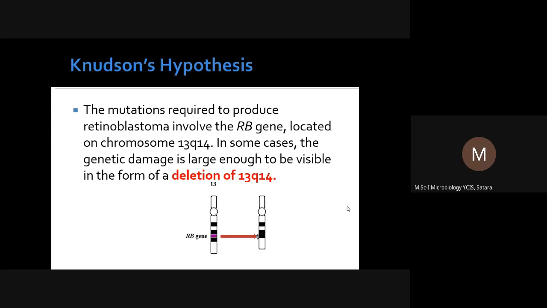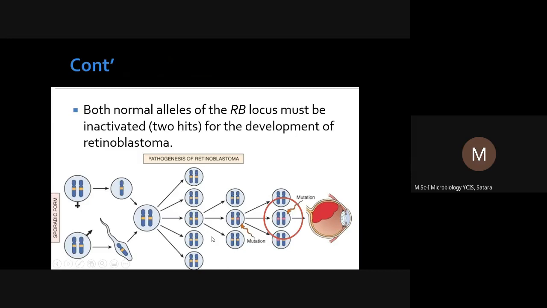So it is located on the chromosome 13 Q14, that is the arm of the chromosome. In some cases, the genetic damage is large enough, and there is a deletion of this fragment of the 13 chromosome. This is the Q14. So there is the deletion of this fragment of this chromosome, and because of that, the mutation occurs.